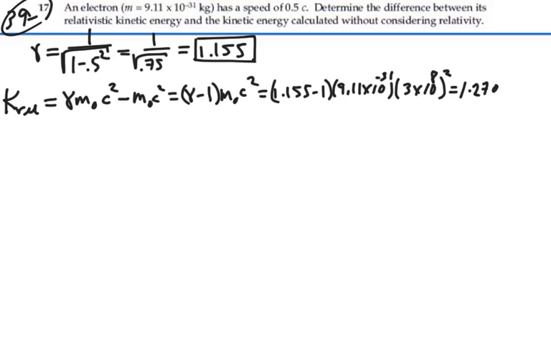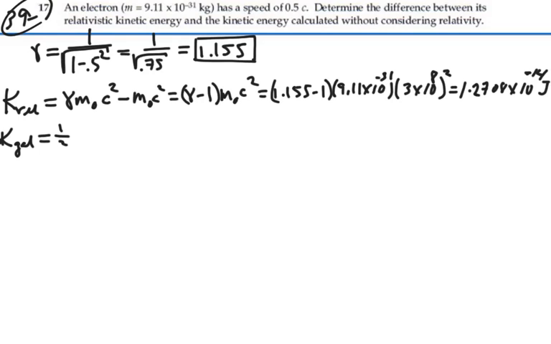1.2708 times 10 to the minus 14 joules. Alright, so that is the relativistic kinetic energy of this electron. What is the Galilean kinetic energy? The kinetic energy not considering relativity.